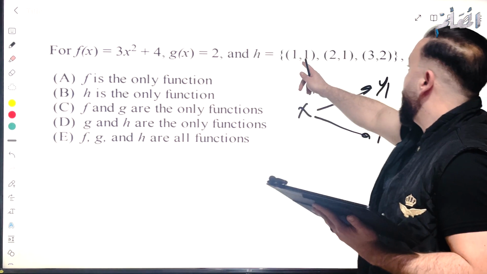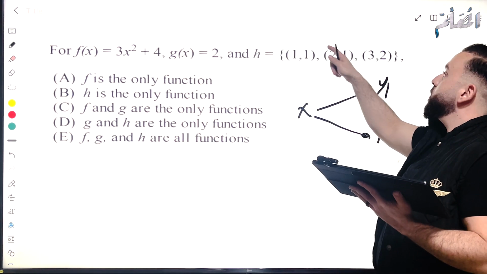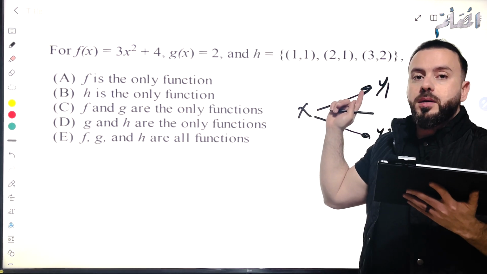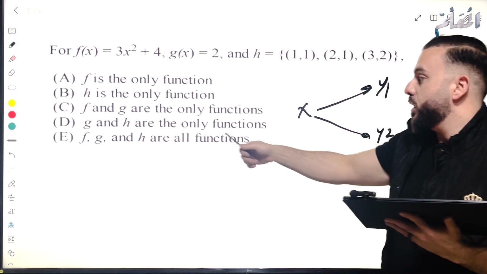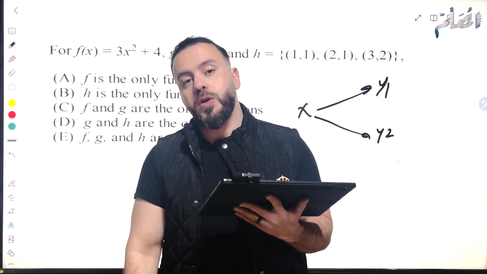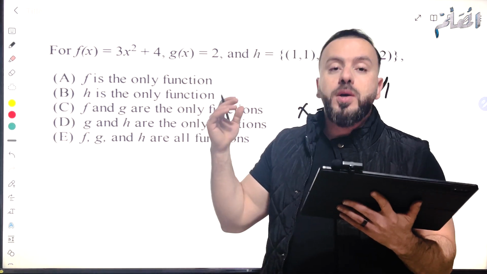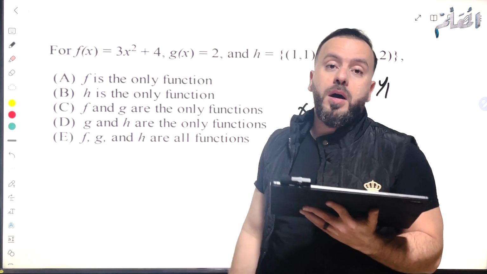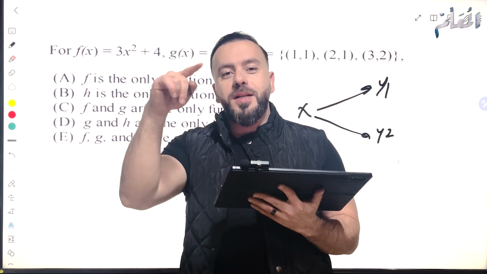But since the points are (1, 1), (2, 1), (3, 2), yes, we can say that it is a function, and the answer here is E. All the functions, f and g and h, make a true statement that they are functions. Fine, let's see you in question 2.